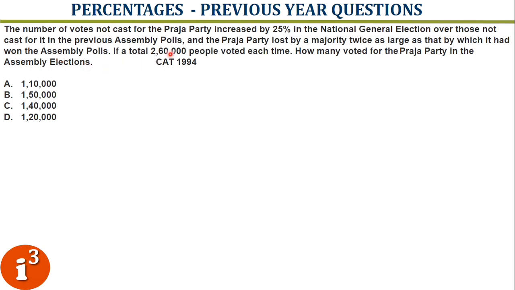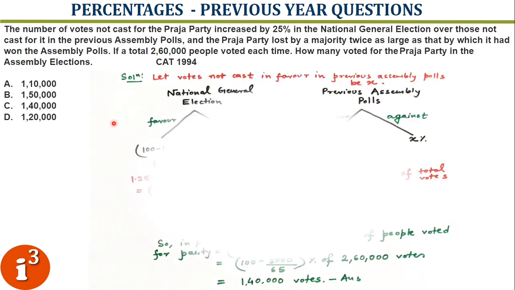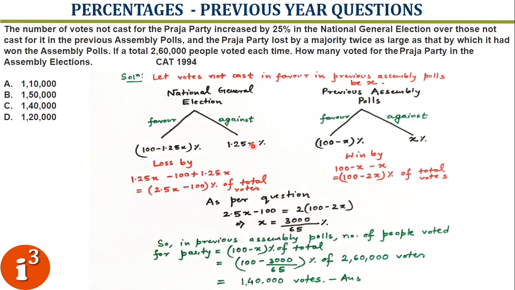If a total of 2,60,000 people voted each time, how many voted for the Praja Party in the assembly elections? This is also a simple problem. Let's see the solution. Okay, don't fall for these diagrams. These are just to make you understand better. In your examination you won't write so many things, you just draw 2 or 3 lines and directly do the calculations. Okay, so let votes not cast in the previous assembly polls be X.